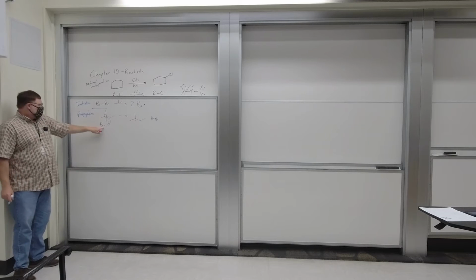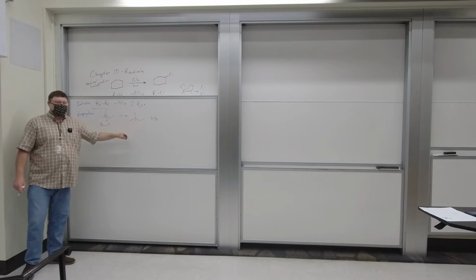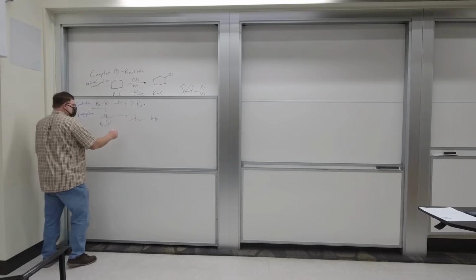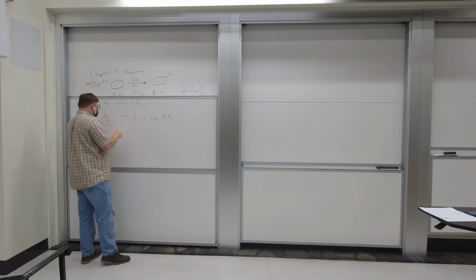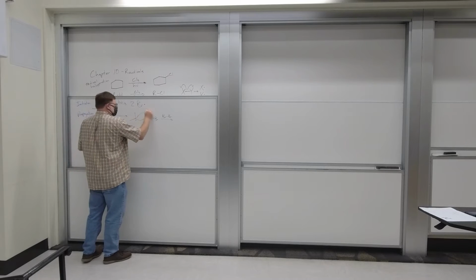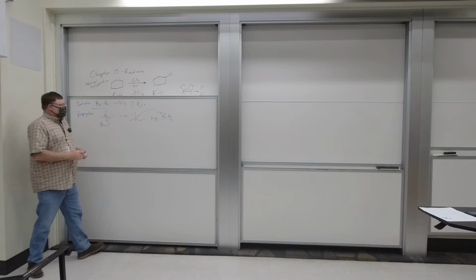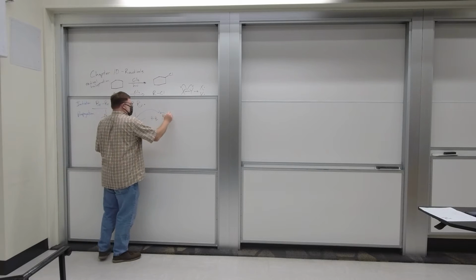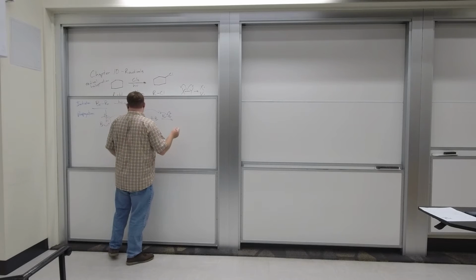In a propagation step, you've got radicals, and you get radicals. And then in the second step here, this radical is going to react with bromine. So we make a CBr bond. We break the Br-Br bond. That gives us our product, but we get another radical.